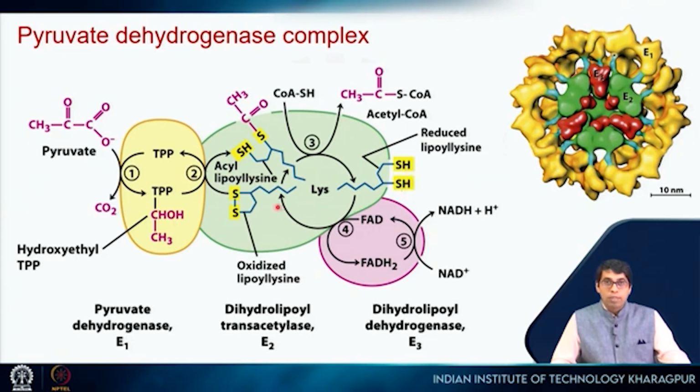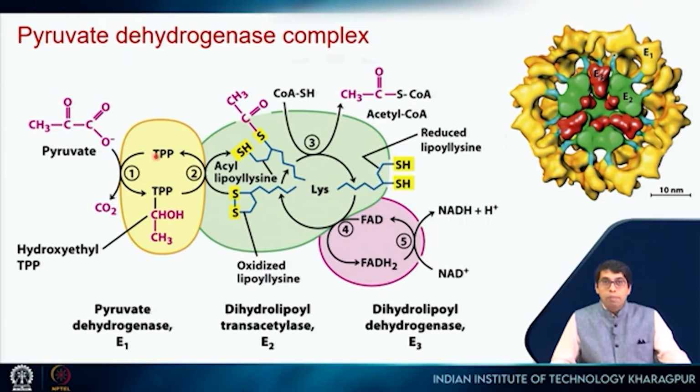Now, this reduced lipoyllysine has to be regenerated into the oxidized form. That is done by FAD. So, FAD gets reduced to FADH2, and this reduced lipoyllysine gets oxidized to oxidized lipoyllysine, right. So, now it is again ready for the next round of the reactions. FADH2 is the one which has ultimately accepted the electrons that have been released by pyruvate. Now, it will hand over the electrons to NAD plus, and it will itself get regenerated. So, this is the E3 enzyme, and NAD plus gets reduced to NADH. This is done by the third enzyme, right.